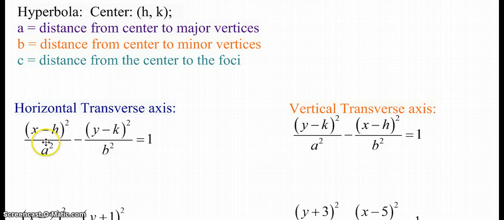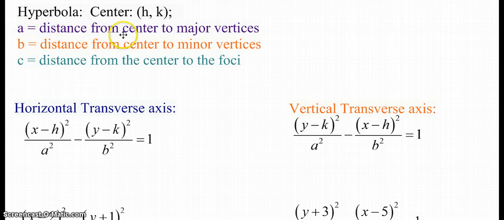So anyway, standard form of a hyperbola: x minus h squared over a squared minus y minus k squared over b squared equals 1, or y minus k squared over a squared minus x minus h squared over b squared equals 1. Center is the point (h, k), so that has not changed. The circle, the ellipse, and the hyperbola all have a center at (h, k).